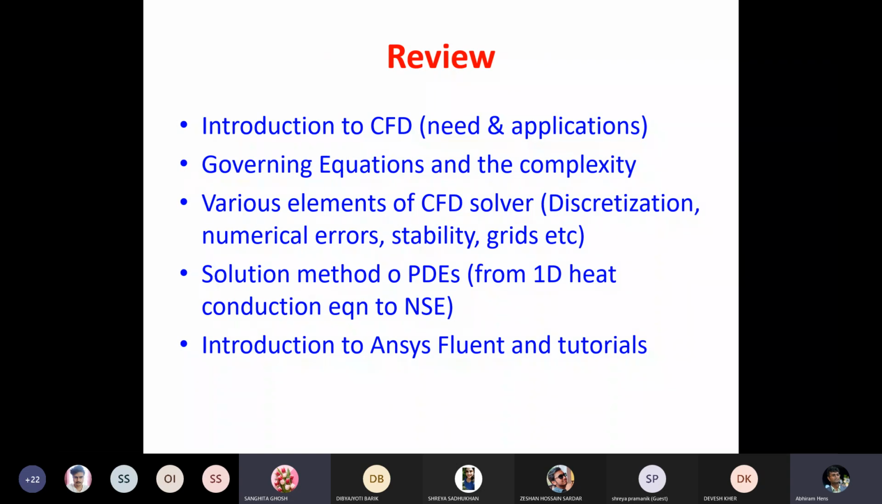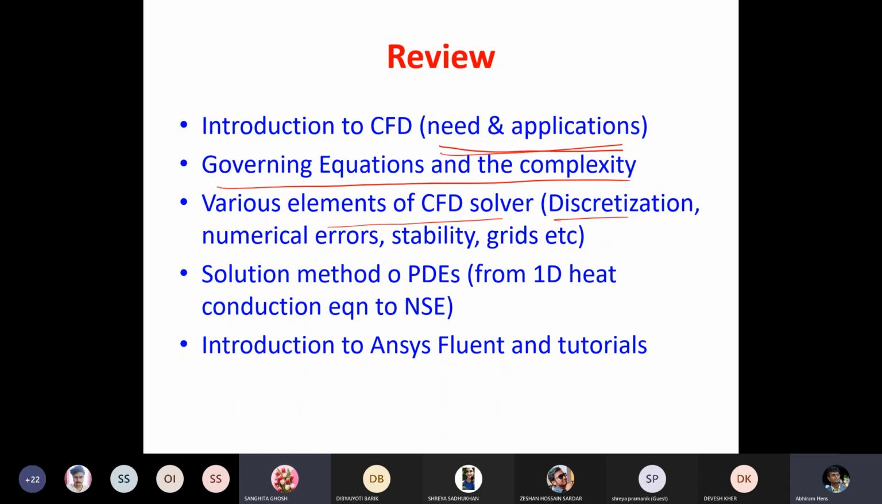If I look back at this sixth class that I have taken with you, first we started with the introduction to CFD and its need and applications, and why you should learn it, what to learn, what are the prerequisites. Then we moved to the governing equations, Navier-Stokes equations and their complexity, what is needed and what are the steps to solve them, that we have discussed. Then various elements of a CFD solver we have discussed, like discretization, numerical error, stability, different types of grids, different discretization schemes. Okay, so that is clear.